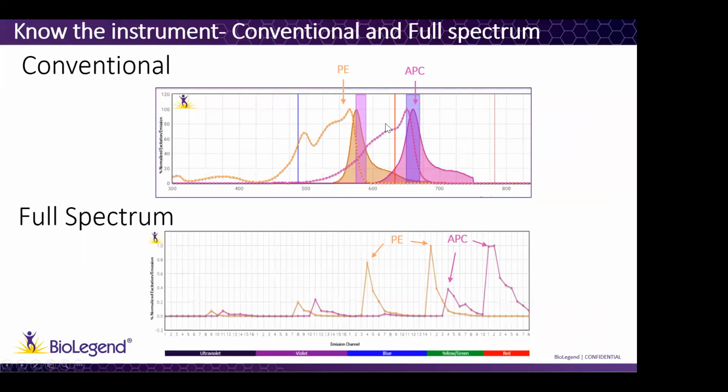But then if you see the full spectrum, it's a different story. So here we still have the same PE and APC, but now they are excited by all the lasers that we have in this instrument. So for instance, here we have 5 lasers and we are exciting with each of these lasers, both of these fluors. And then we're gonna collect everything that they emit.